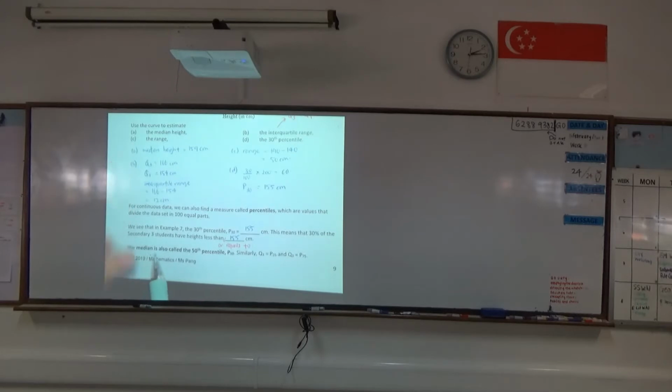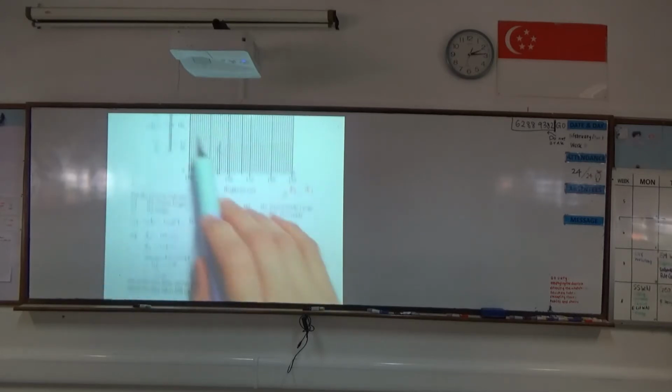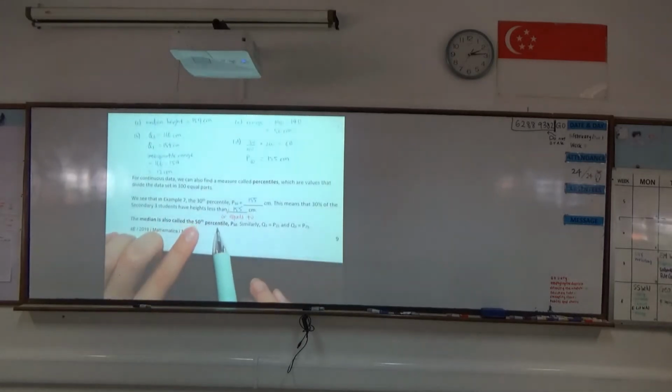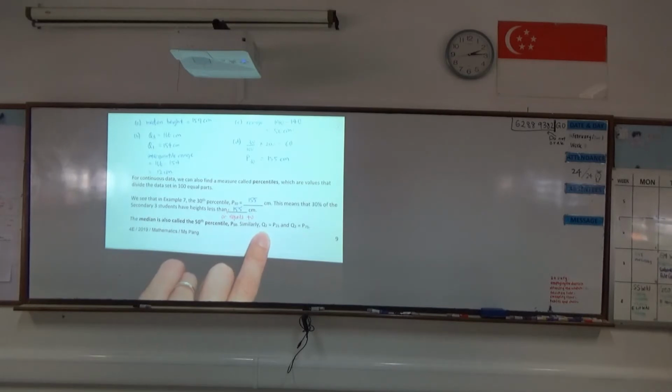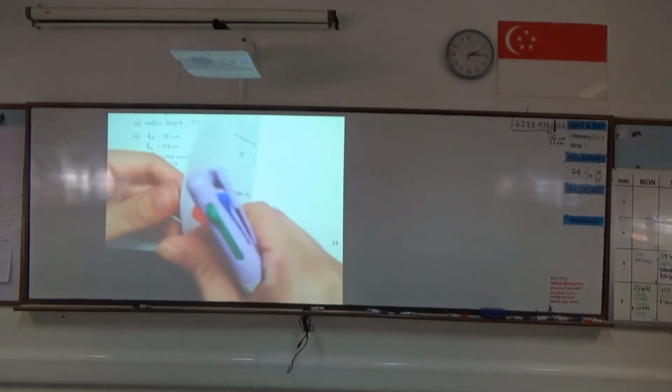So the median, because we're talking about halfway, is also what we call the 50th percentile. We can also denote it as P50. Then for the first quartile, 1/4 is 25%, so Q1 is equal to P25. And the third quartile, which is 75%, is also the same as writing P75. So you need to be familiar with all these notations. Moving on to question 8.